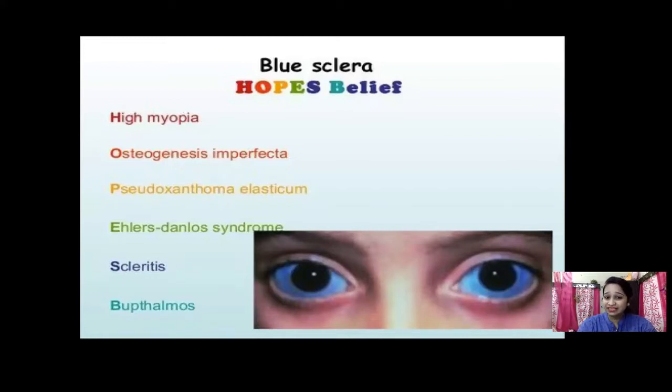So HOPES BELIEF denotes: H for high myopia, so suffering from myopia with more refractive error and power can have a chance of blue eye. Osteogenesis imperfecta, then pseudoxanthoma elasticum, Ehlers-Danlos syndrome, scleritis, and BELIEF for buphthalmos. So these are the usual medical conditions causing blue eye. From this disease knowledge, we can understand and correlate that the Carcinosin drug would help in such situations if the symptoms correspond, and will give good results.